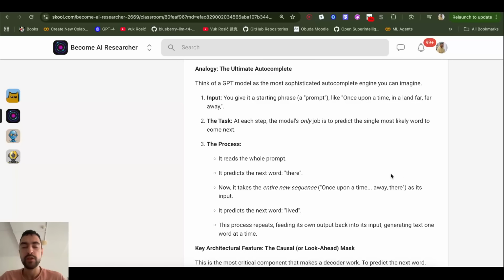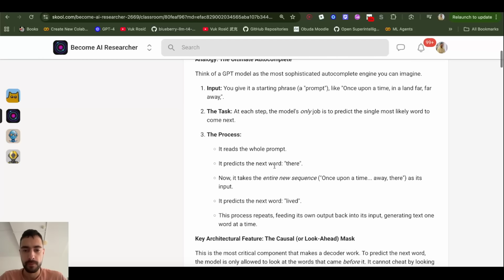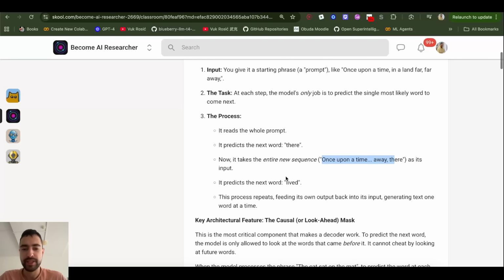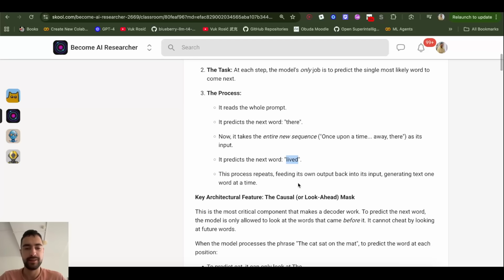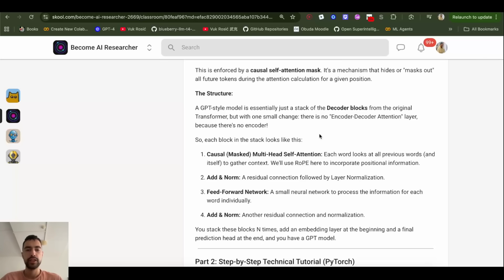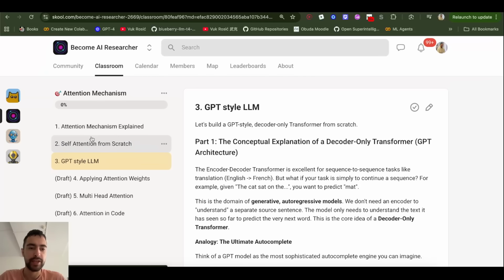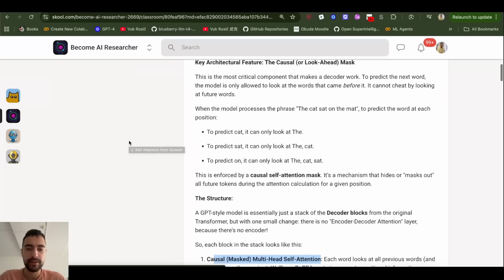We know that a large language model will predict the next word. So if we have "once upon a time, very far away there," it's going to predict "lived" as the next likely word. So the four parts of the transformer: we have causal masked multi-head self-attention, which is actually explained in the self-attention lesson. We'll explain what multiple heads mean.